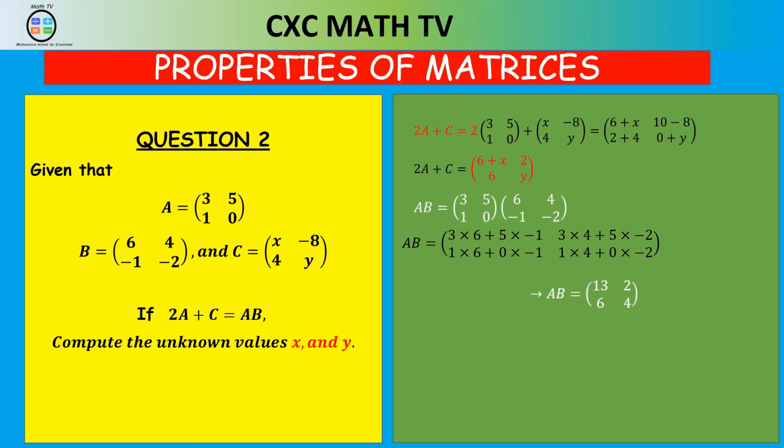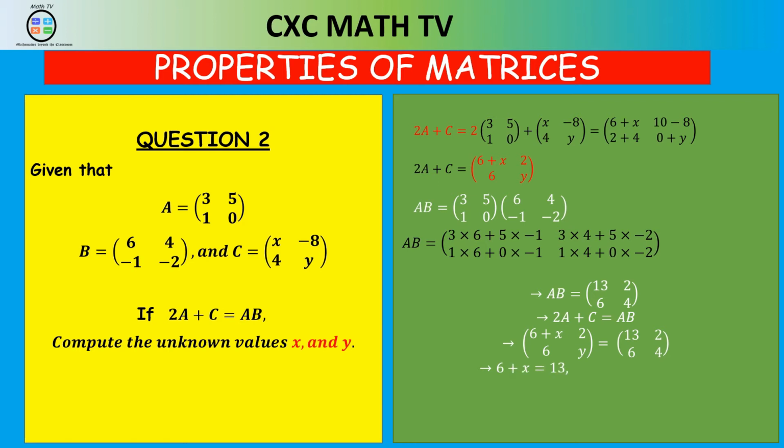Now, remember the question said 2A + C is equal to AB. Now, 2A + C was the matrix 6 + x, 2, 6, and y. And that's equal to A times B, which we just worked out to be 13, 2, 6, 4. By equating corresponding elements, we see that 6 + x equals 13, the 2 must equal 2, the 6 must equal 6, and the y must equal 4.